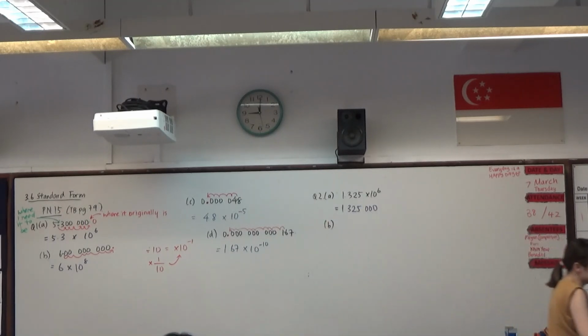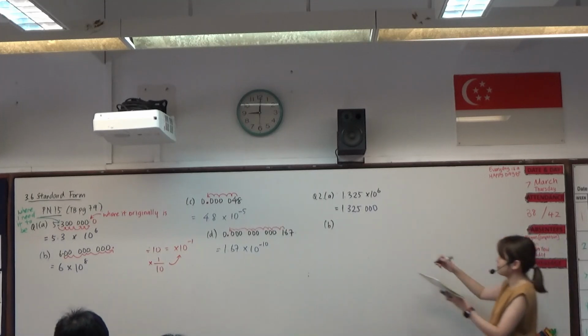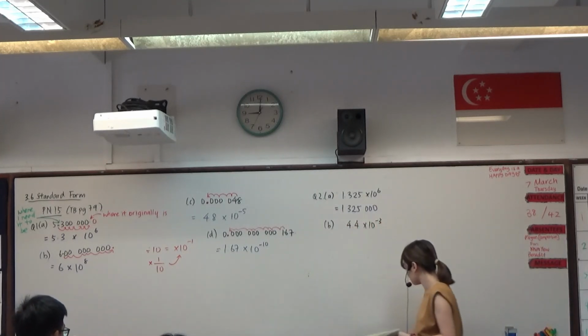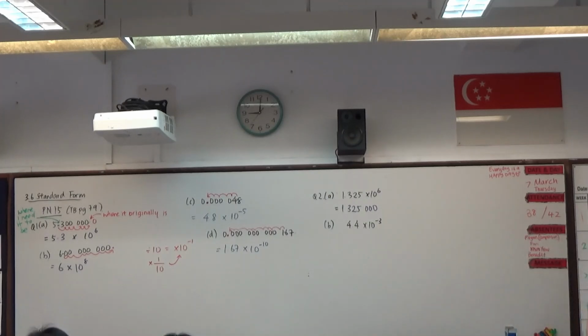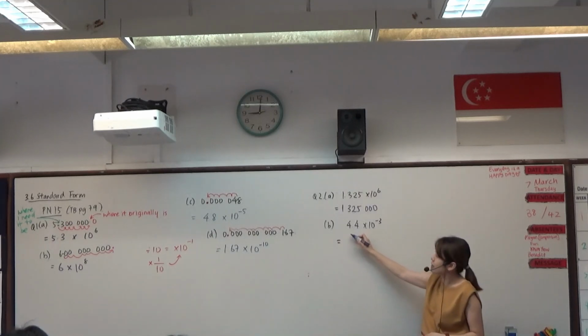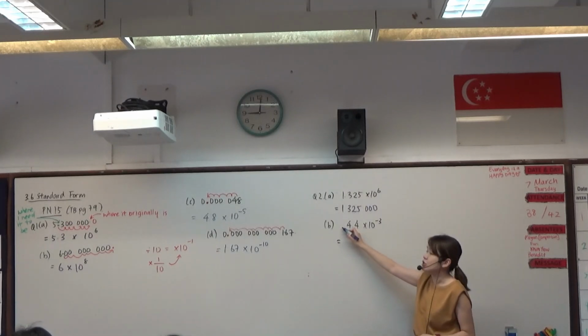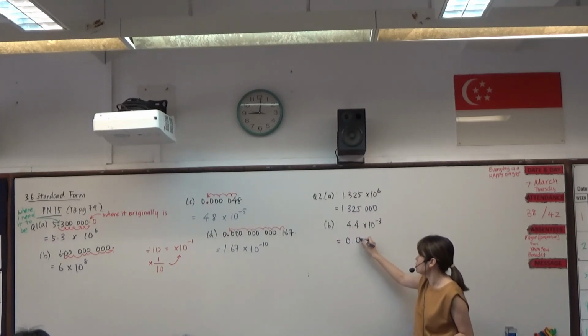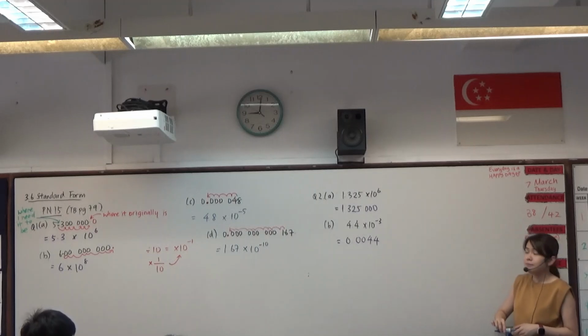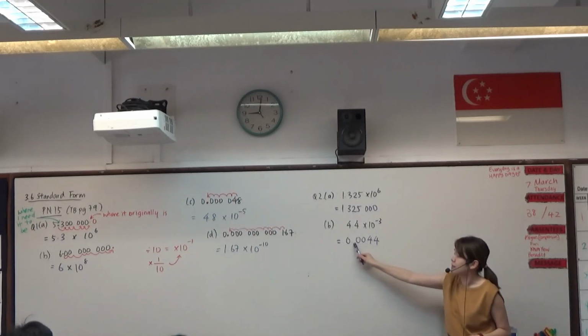And if you look at part B, 4.4 times 10 to the power negative 3, I believe your calculator should be able to give you this number as well. But it isn't difficult to know that we are moving the decimal place to the left by 3 places, so it should be 0.0044, because from here it has moved 3 places to the left.